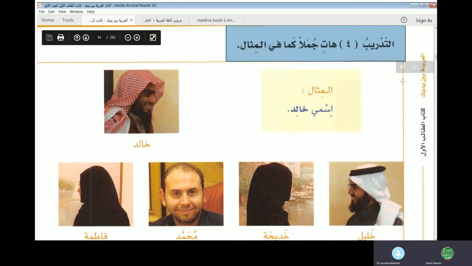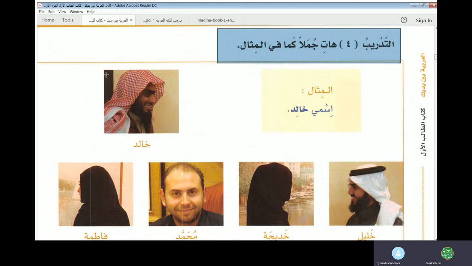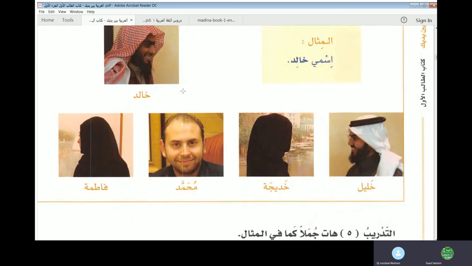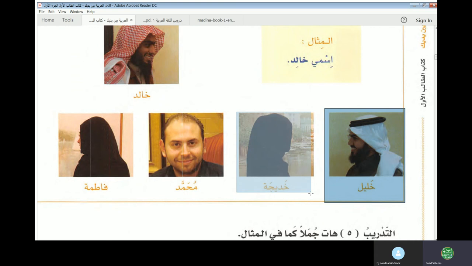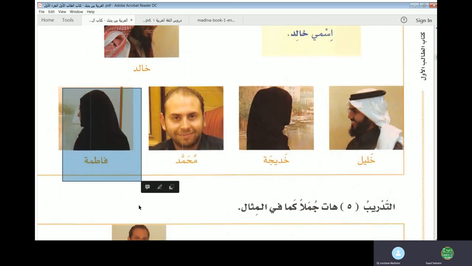Next. التدريب الرابع, fourth exercise. هات الجمل كما في المثال. Bring a sentence like the one in the example. Okay, like the one in the example. اسمي خليل، اسمي خديجة، اسمي محمد، اسمي فاطمة.